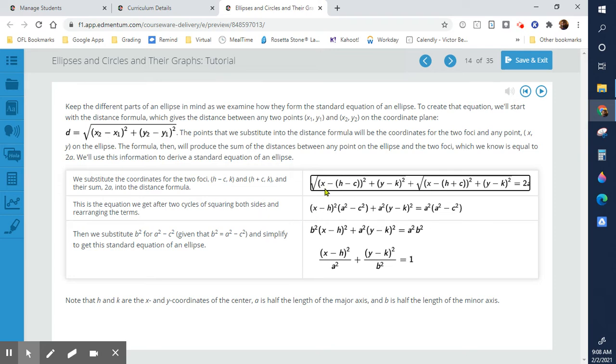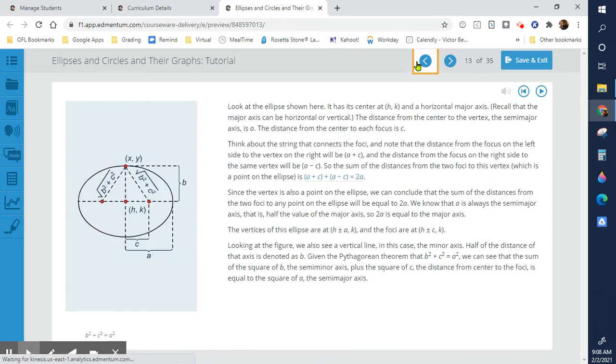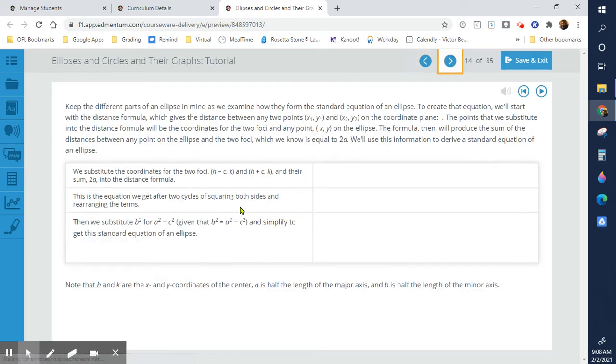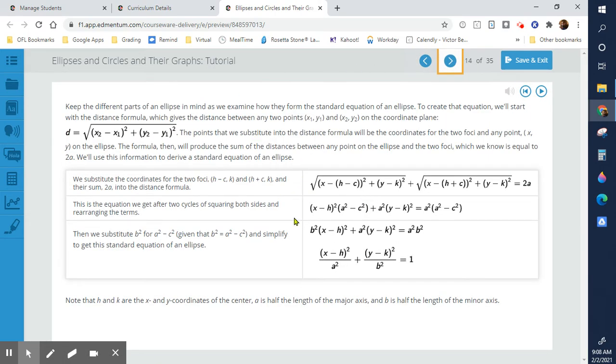This x is just any value of x on the circle. This h minus c is here versus the h plus c, which would be on the other side. So this is h plus c, this is h minus c. So it's talking about both the distances from each of them.